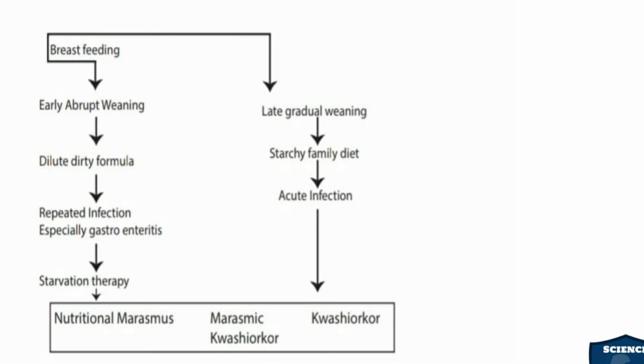Next, late gradual weaning. Late gradual weaning means you are continuing with breastfeeding for a prolonged period. See, up to 6 months exclusive breastfeeding is enough after childbirth, but after 6 months, along with the breast milk, you have to start with weaning. Suppose the mother is not starting the weaning procedure, at that time the child is taking a starchy family diet. The carbohydrates are more but the protein content is less in the diet. Along with acute infection, this can lead to Kwashiorkor. When both marasmus and Kwashiorkor are there, it comes under marasmic Kwashiorkor.